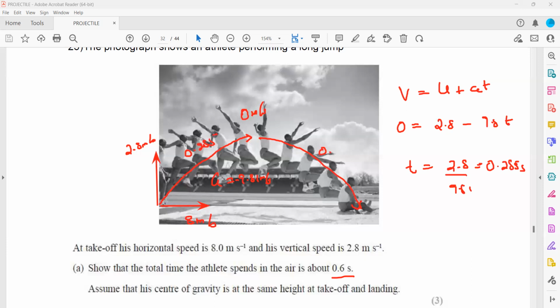And the total time, the remaining 0.285, if it lands on the same position, then the time will be the same. Otherwise, if it lands a bit higher or lower, then the time will not be the same. So we assume that it lands on the same level, so the time will be the same. The total time of the flight will be double that. So when we multiply 0.285 by 2, that's equal to 0.57 seconds. So in 0.57 seconds, this athlete will land on the same level.